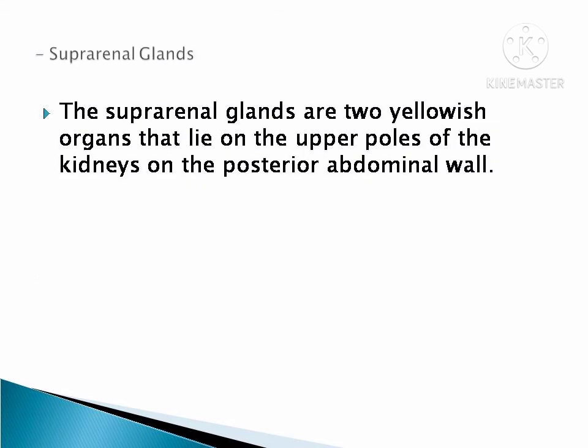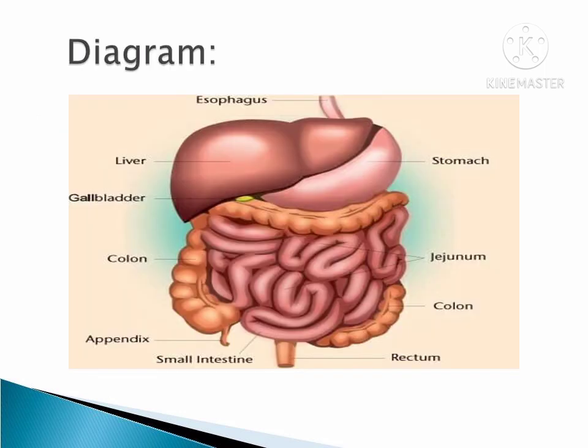Suprarenal glands. The suprarenal glands are two yellowish organs that lie on upper poles of the kidneys on the posterior abdominal wall. Now the diagram of all those organs which I have defined you. Now see this diagram, your concept will be more clear.